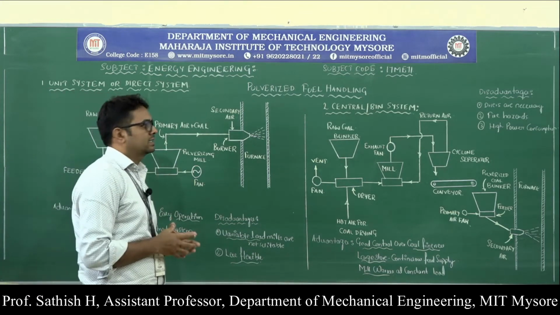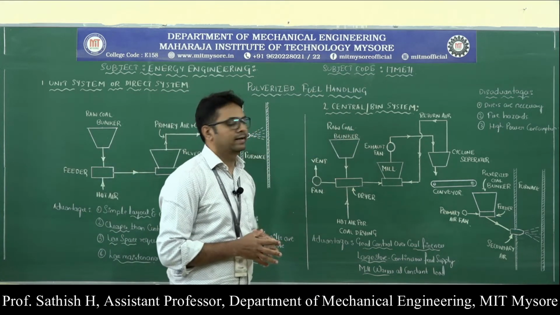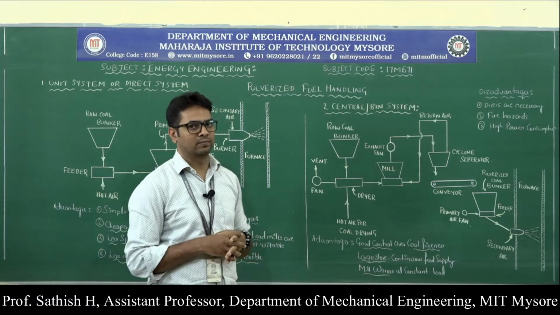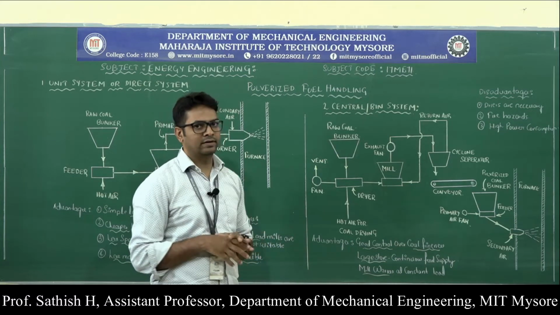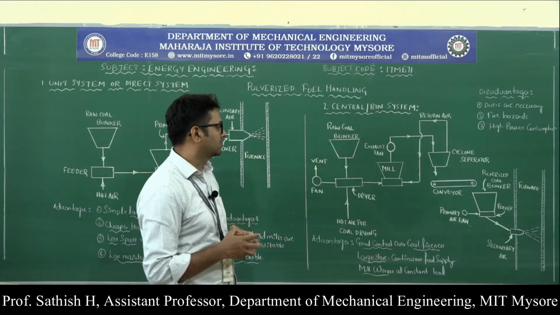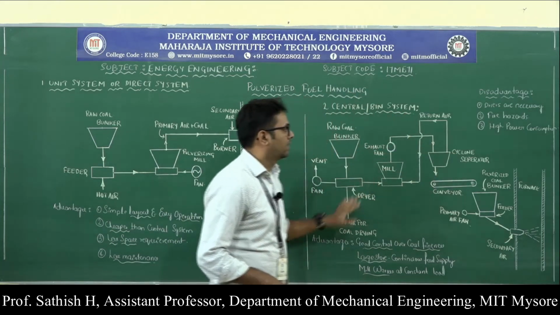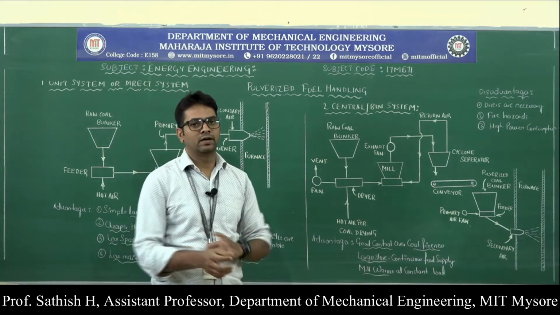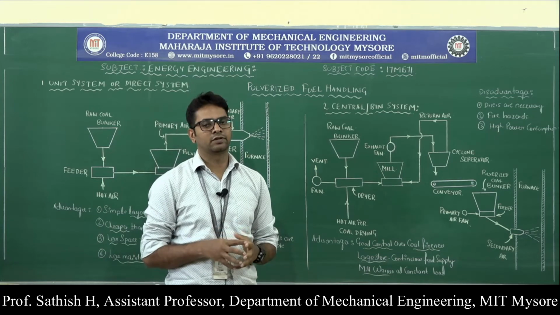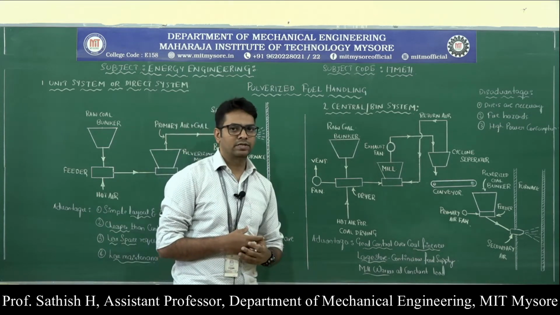Next, the second type of pulverized fuel handling is the central system, also called the bin system. Let us try to understand the construction and working of this central system or bin system. This sketch shows the schematic representation of the central system. So what are the different components involved?